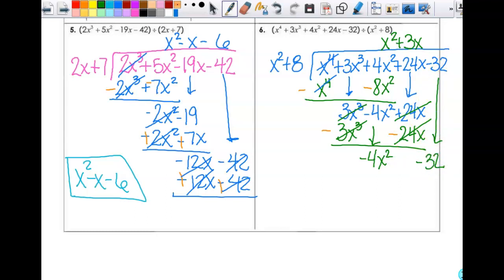If you don't keep your stuff organized and you can't read your own handwriting, that's going to be a problem. Then x squared into negative 4x squared is just a negative 4. So we get negative 4x squared and a negative 32. I change the signs, and they all zero out. And my answer is x squared plus 3x minus 4.